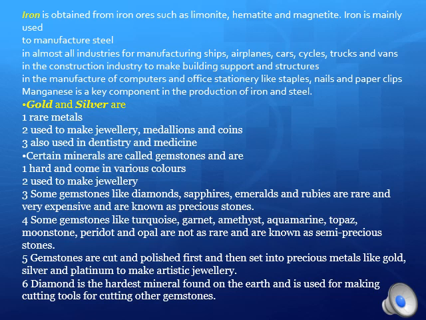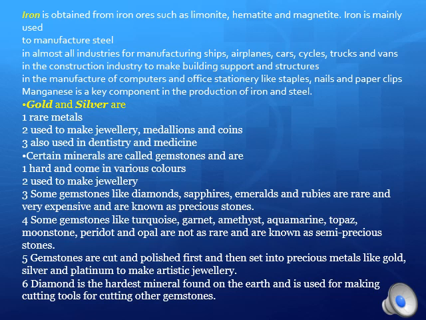Then the next is gold and silver. These are rare metals used to make jewelry, medallions, and coins. They are also used in dentistry and medicines, mostly for making teeth. Many people are interested in making teeth of gold, so it is mostly used by dentists to make gold teeth.